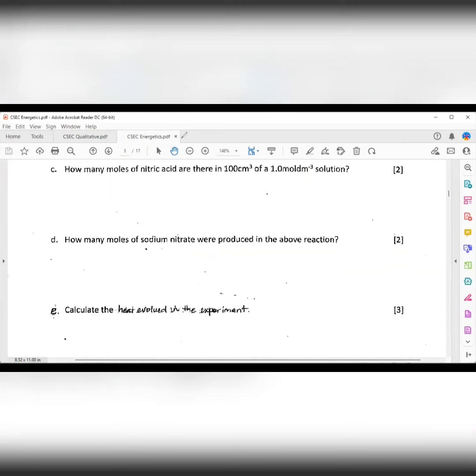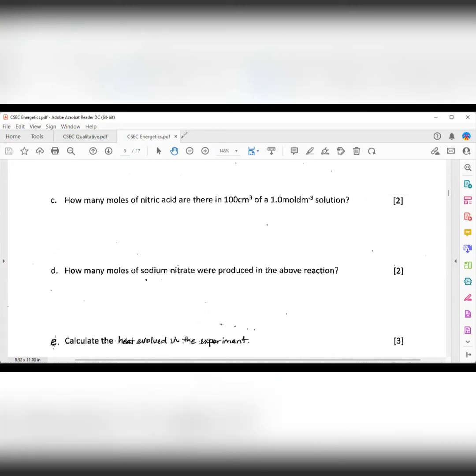So now we press on. It says, how many moles of sodium nitrate were produced in the above reaction? Now, here's the situation. We did write the equation, and I'm just going to shorten the acid to make it H plus, and the hydroxide to make it OH, the base sodium hydroxide, to give the water plus the sodium nitrate. Okay?